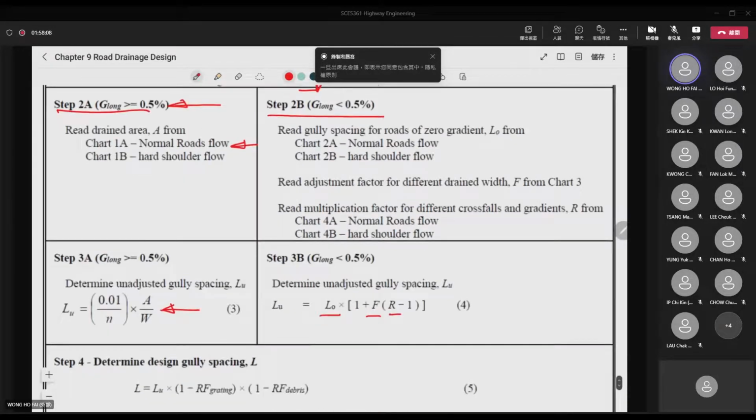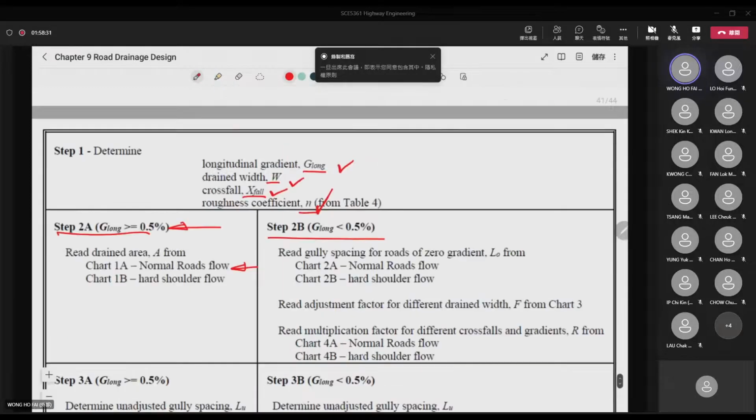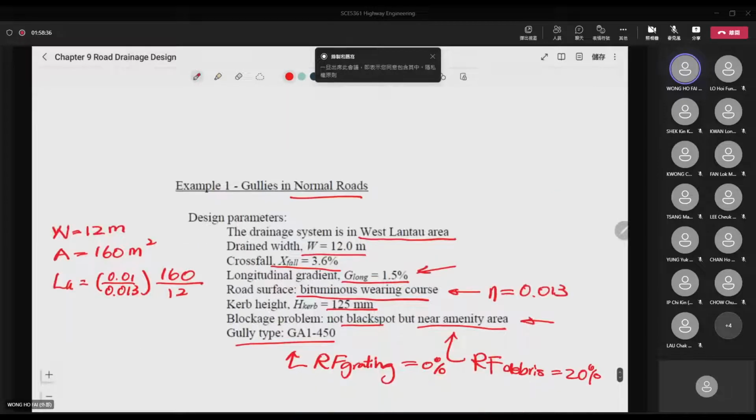So we use this equation, Lu is equal to 0.01 divided by n, where n is equal to 0.013, and then times A divided by W. A we just have 160, W is equal to 12. Right? So we just calculate 0.01 divided by 0.013 and then times 160 divided by 12. Do you agree? Then we just use our calculator.